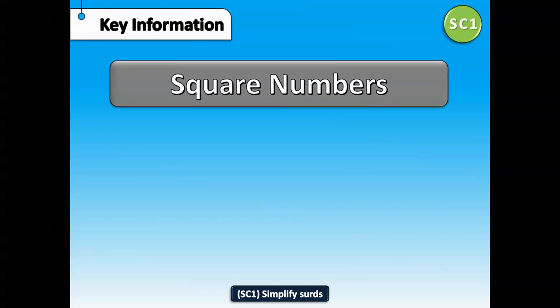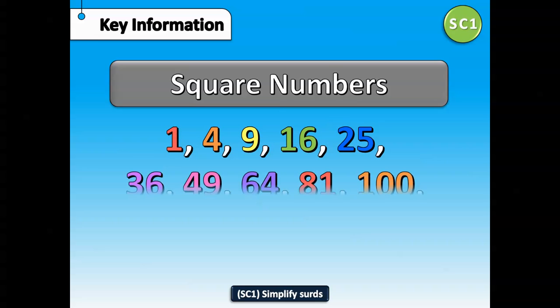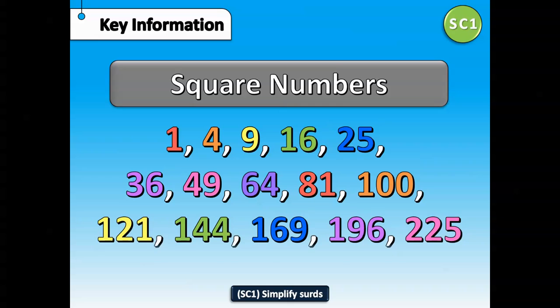For surds, it's helpful to know our square numbers up to 15 squared. So there's the first 5 square numbers. There's the next 5 square numbers. And there's the next 5 square numbers.